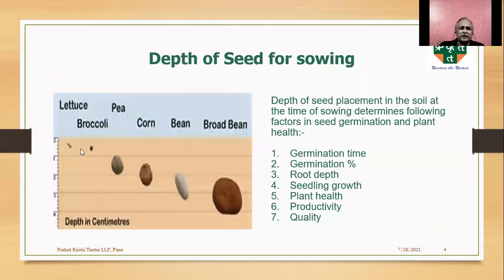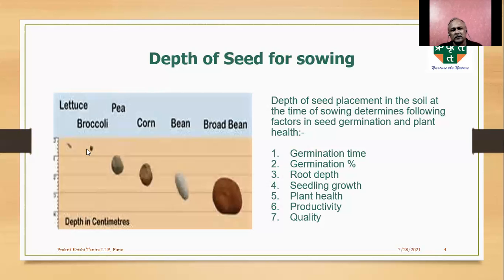So the depth of seed is very important. If the seed is sown too deep, that is, placed deeper than required, then it will take more time to germinate, and that's why the depth of the seed is determined by the size of the seed, the thickness, or the overall size. And here you can see it is all in centimeters. Small, minute seeds like lettuce or broccoli, can you see, only half a centimeter depth is required?